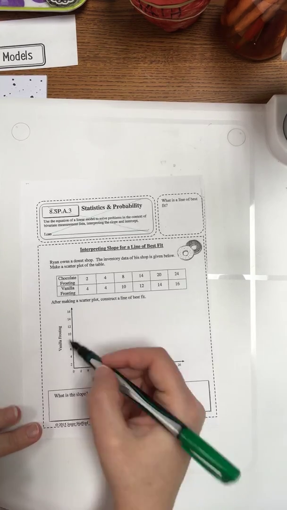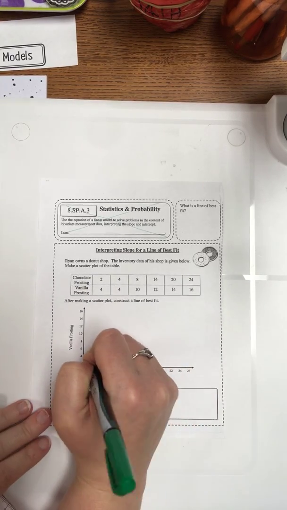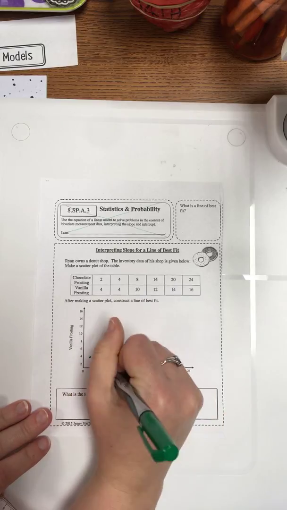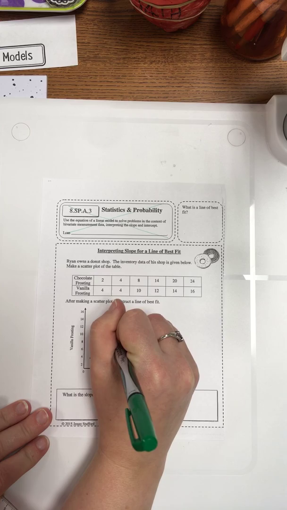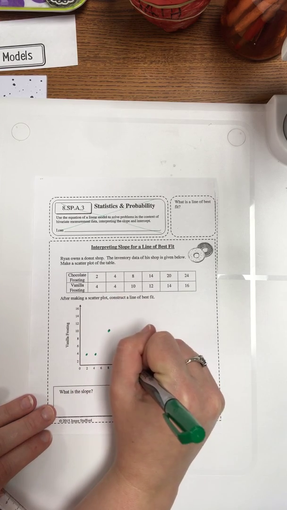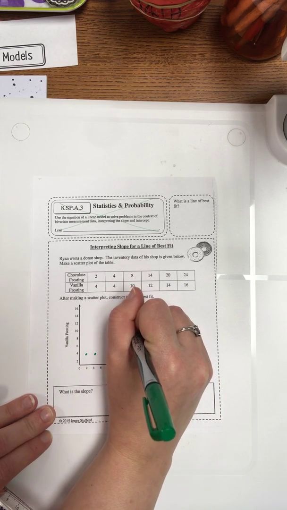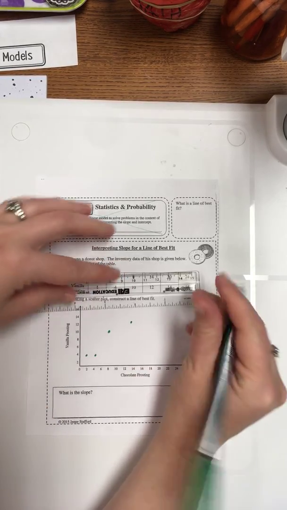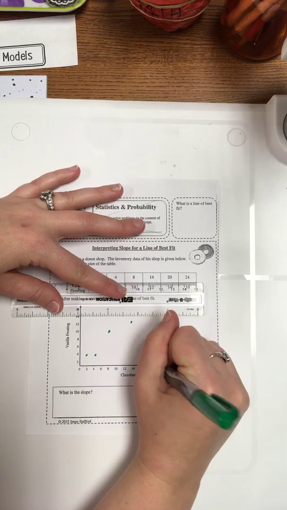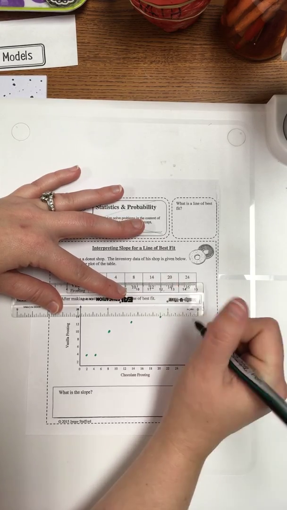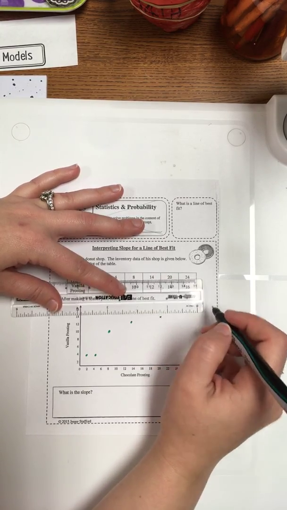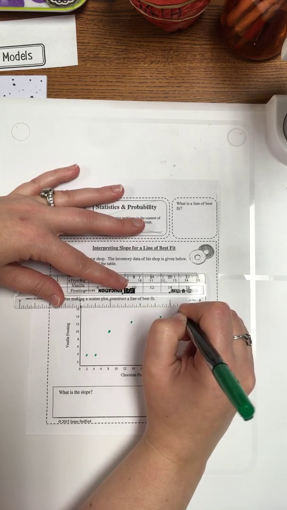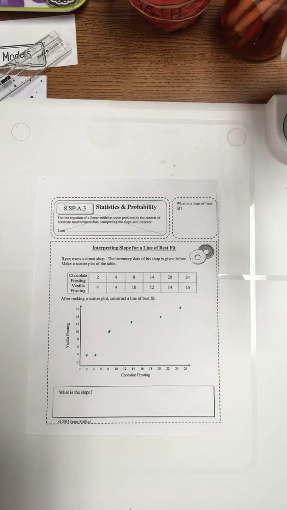So chocolate frosting, vanilla frosting. Chocolate is 2, vanilla is 4. When chocolate is 4, vanilla is 4. When chocolate is 8, vanilla is 10. When chocolate is 14, vanilla is 12. When chocolate is 20, vanilla is 14, which is here. And when chocolate is 24, vanilla is 16, which is here. Okay? So it asks you what the slope is.